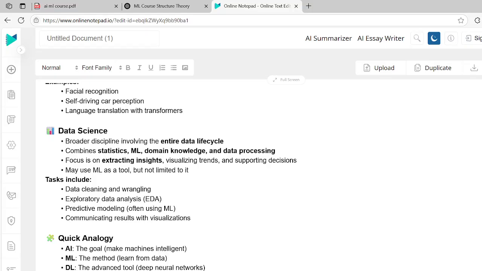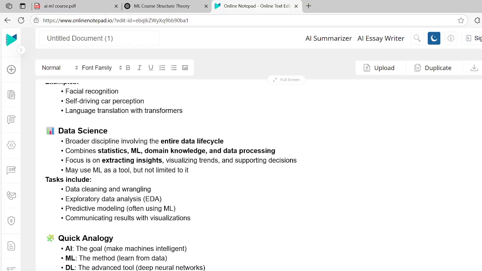Some of the tasks include data cleaning and wrangling, exploratory data analysis, predictive modeling, communicating results with visualizations. I think these must be pretty easy for you to understand.